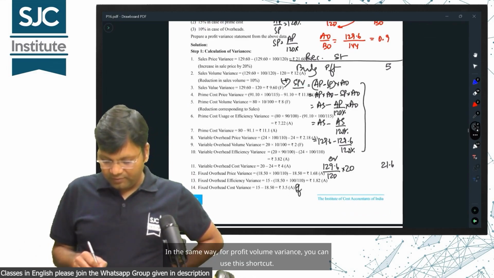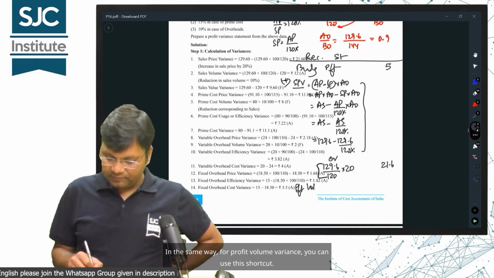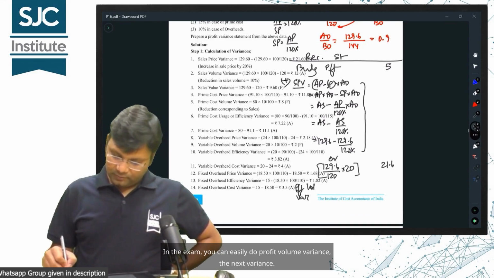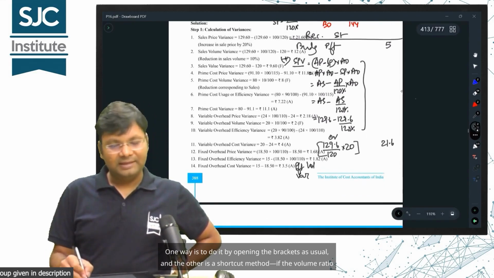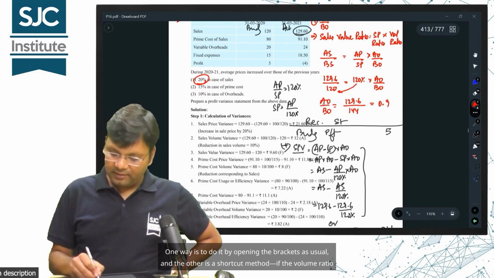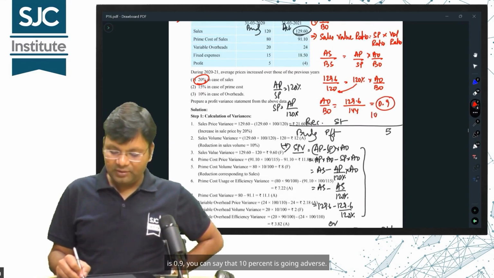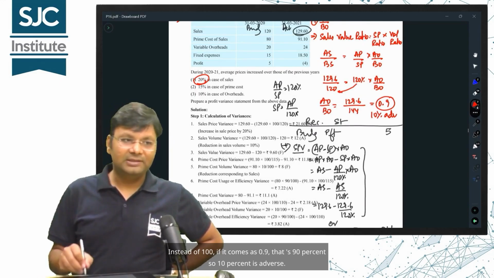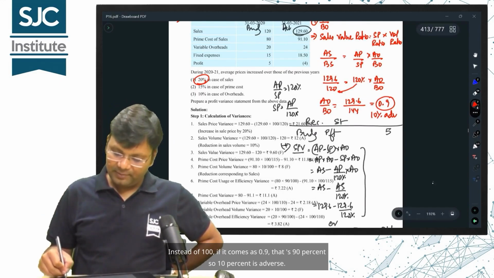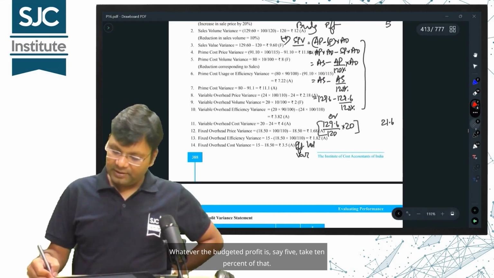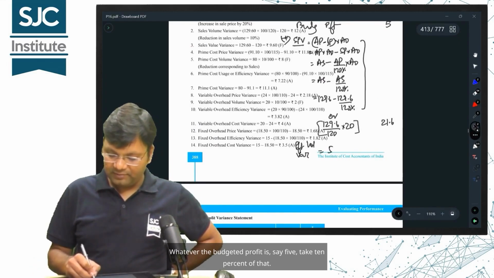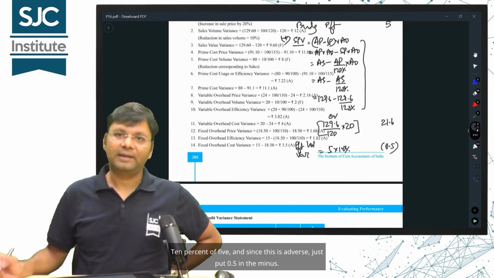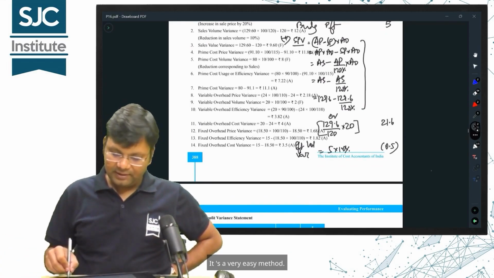In the same way, for profit volume variance, you can use this shortcut. In the exam, you can easily do profit volume variance, the next variance. One way is to do it by opening the brackets as usual, and the other is a shortcut method. If the volume ratio is 0.9, you can say that 10% is going adverse. Instead of 100, if it comes as 0.9, that's 90%, so 10% is adverse. Whatever the budgeted profit is, say 5, take 10% of that. 10% of 5, and since this is adverse, just put 0.5 in the minus. It's a very easy method.